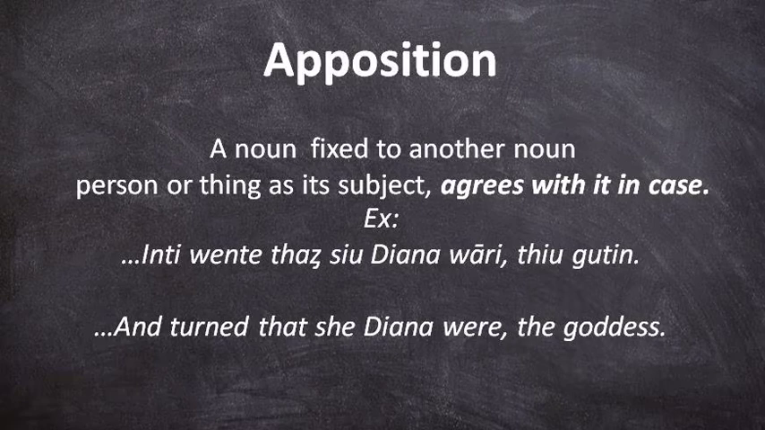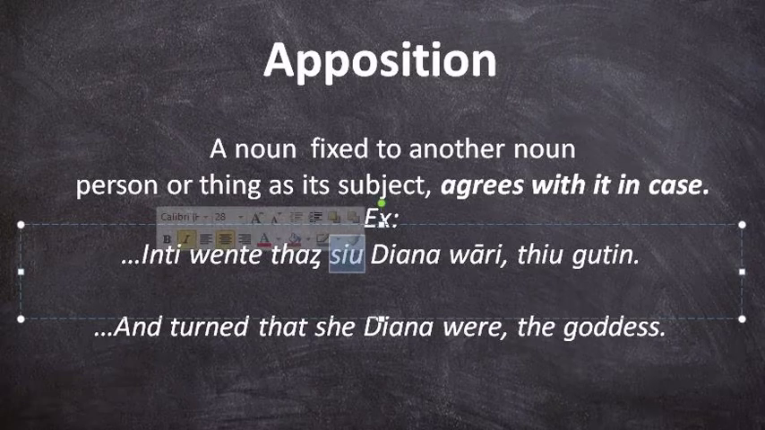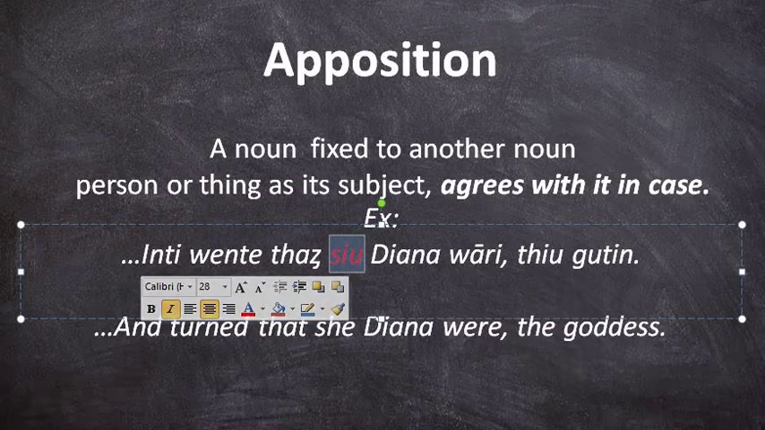Apposition. A noun fixed to another noun, person or thing as its subject agrees with it in case. So again, a noun referring to another noun has to agree in case. And I have an example here. So we have inti, wente, das, sil, diana, vari, diu, guten. So what is the subject of the sentence here? The subject is sil, which is she.